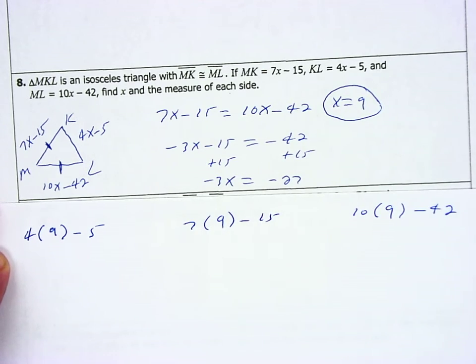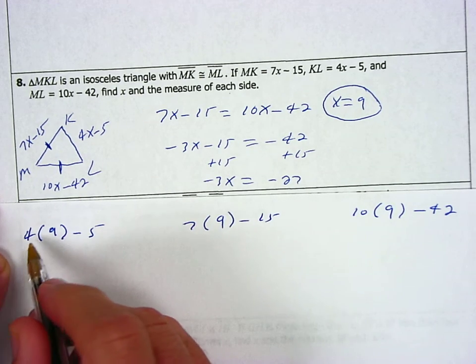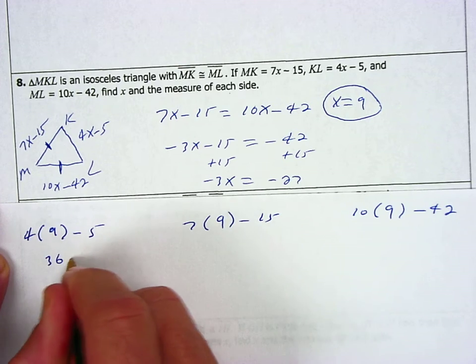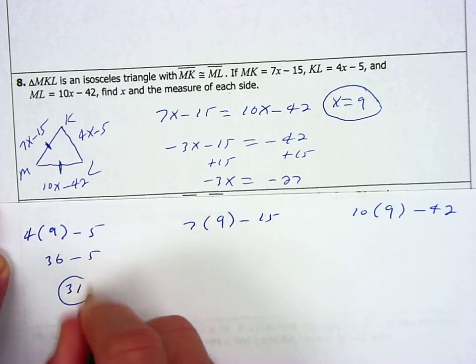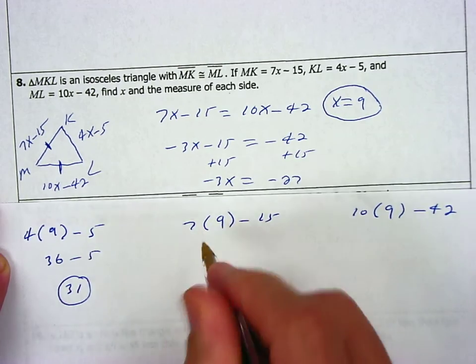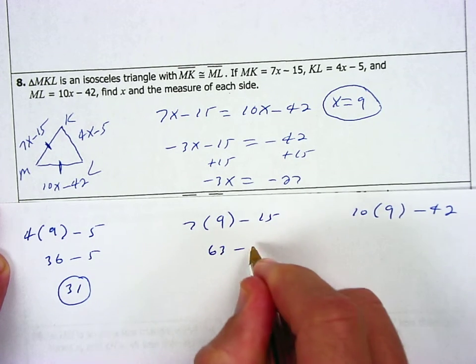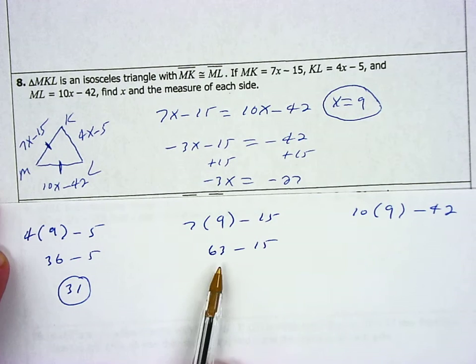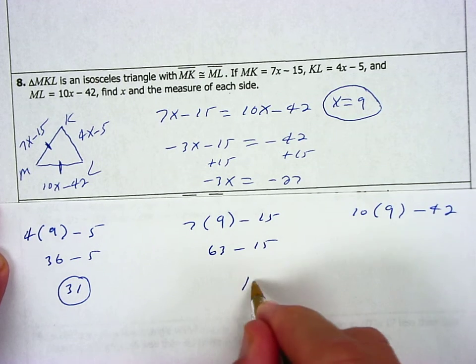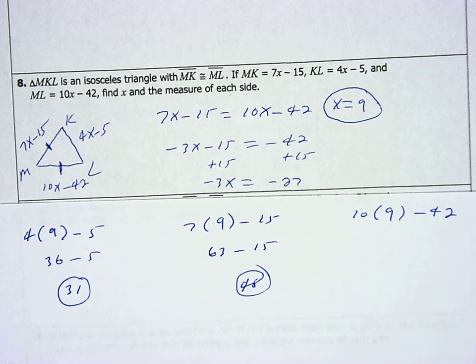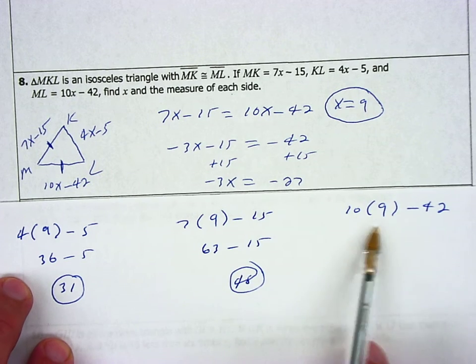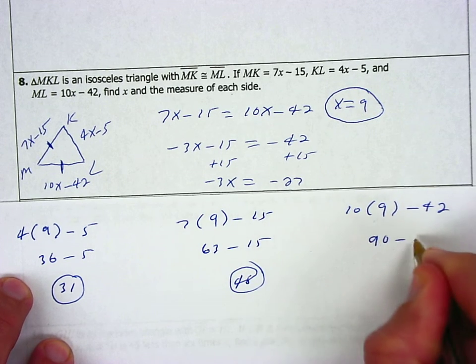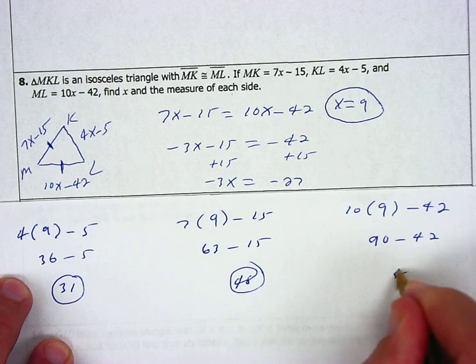If you want to try to beat me at this, that's fine. 4 times 9 is 36. 36 minus 5 is 31. 7 times 9 is 63 minus 15. So what is that? 63, 53, 48. Double check my math. And then finally, this one should be the same, right? So 90 minus 42, and then you get your 48.